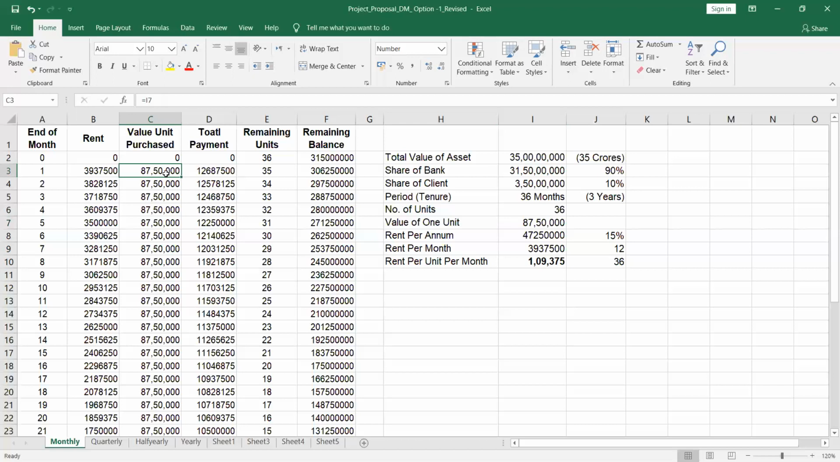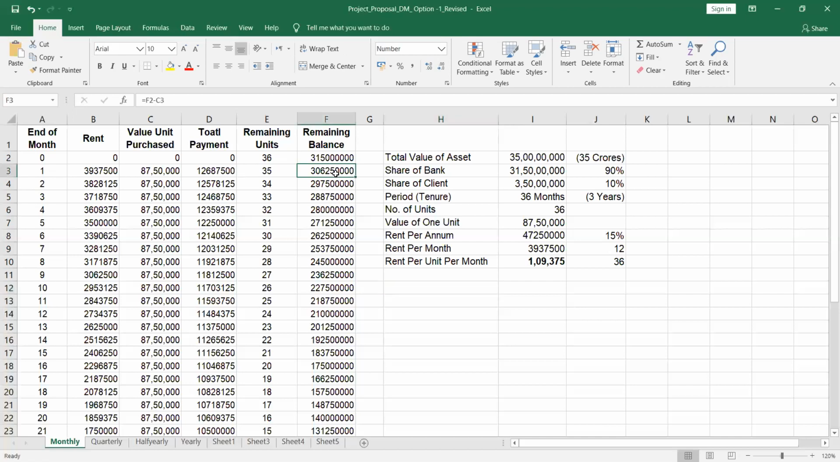Okay, so 87,50,000 after paying this. Then total payment, how much has the customer paid? If you click this, rent plus value of unit purchase, B3 plus C3. So he has total payment this much, 1 crore 26,87,500. One unit will be reduced from 36, now it is 35, because one unit has been purchased by the customer.